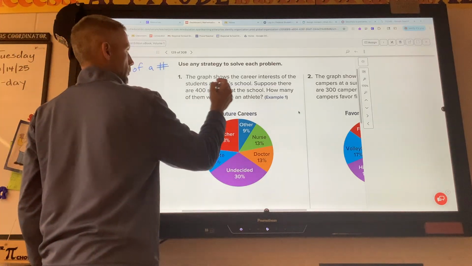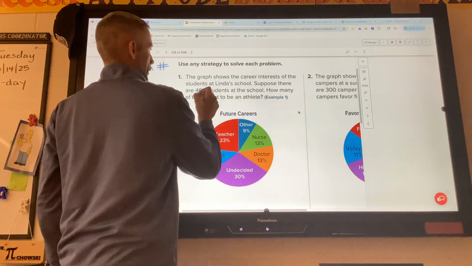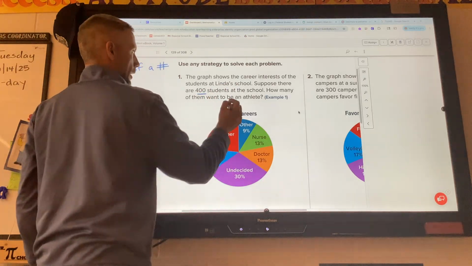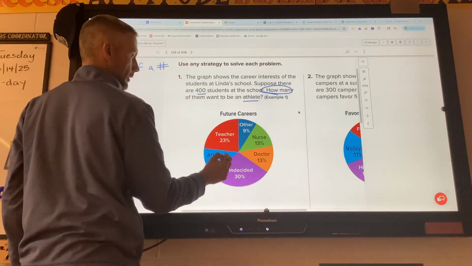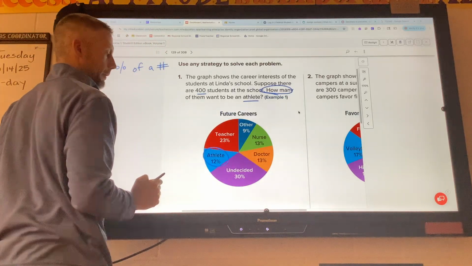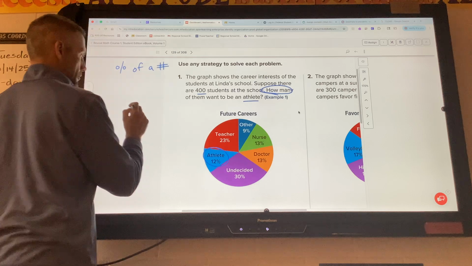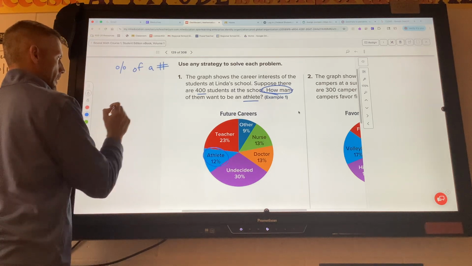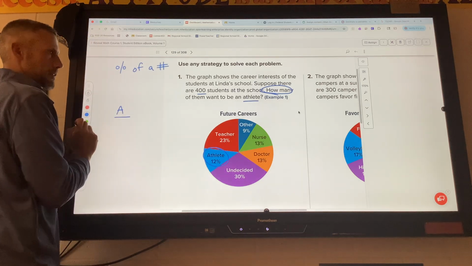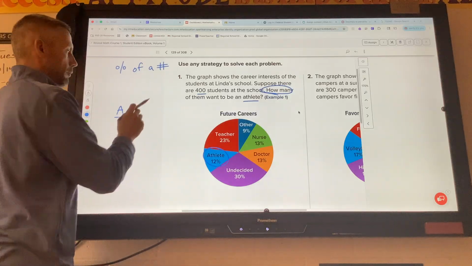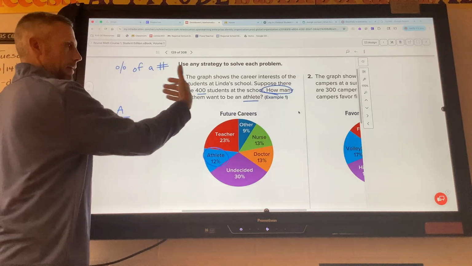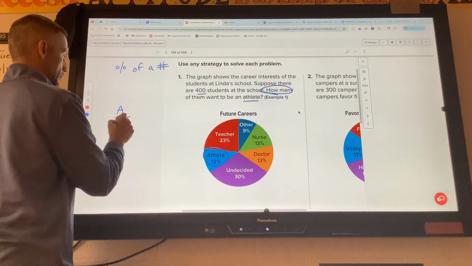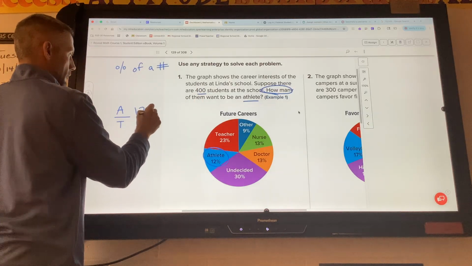So number 1, we had 400 students in the school. How many of them want to be an athlete? If they have athlete on the pie chart, it's a percent. So we talked about in class today, since first chapter was ratios, we could set these up as equivalent ratios with a percent on one side and the actual amount of students or whatever the item is on the other side. So we're going to talk about athlete to the total.